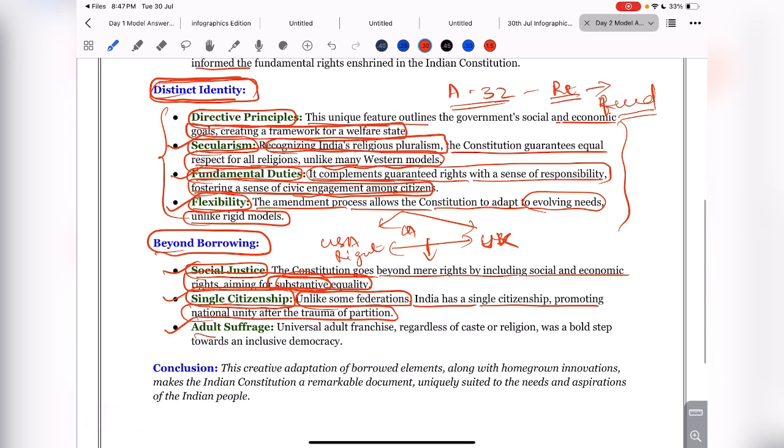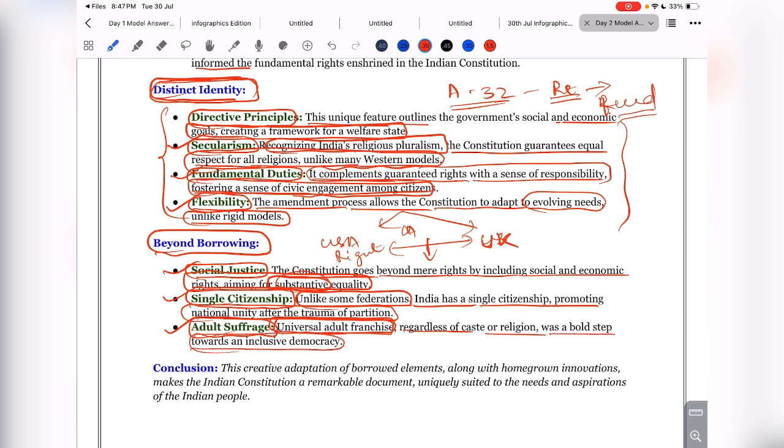The next point is adult suffrage, the universal adult franchise. That means everyone has the right to vote. All the candidates contesting elections are elected by all the people. All people means those who are more than 18 years old and are not barred by any law of Parliament or constitutional provisions. The Indian constitution provides universal adult franchise regardless of caste and religion, which was a bold step towards an inclusive society.